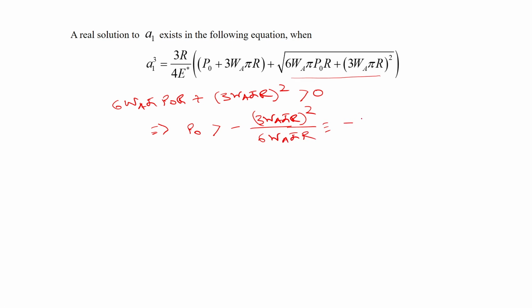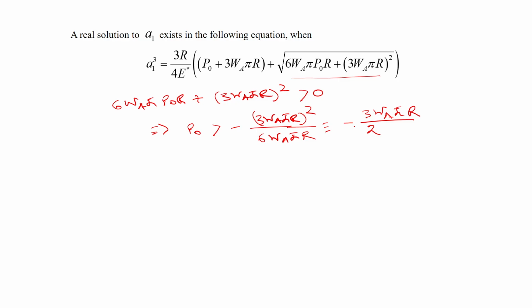So, this quantity will be minus of 3 into 3, 9 by 6. So, it is 3 by 2 W_A pi R. So, this is the pull off load that is required. So, that means that the load has to be larger than this quantity.